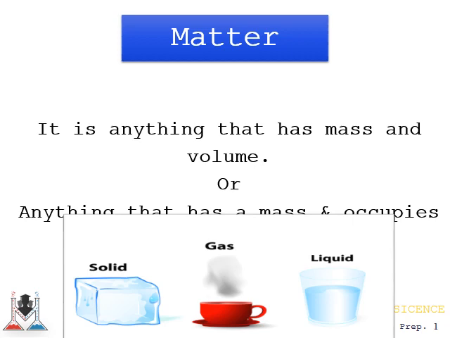Number 2, liquid. If we have an amount of water, put it inside a cup, so it will occupy the space inside the cup. And when you put this cup full of water on a scale, it will have a mass. So we can say that water has mass and volume, so it is matter.